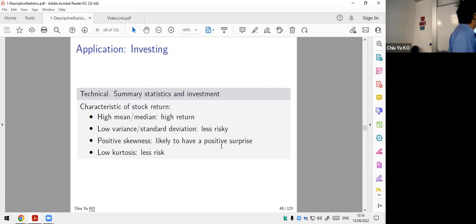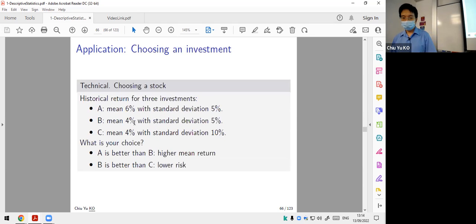And for kurtosis, you want the stock to have low kurtosis, because you don't want catastrophic risk to happen to that stock, right? If the stock is just crazy like a roller coaster, going up and down crazily, then it's very risky, right? So that is the idea here.